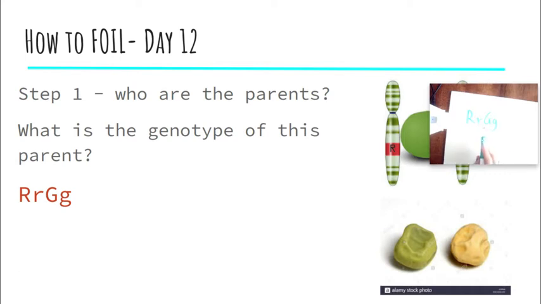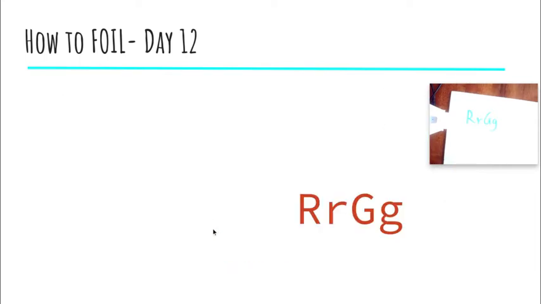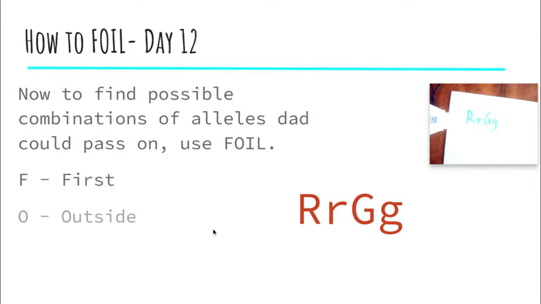And then for this, you don't necessarily have to do it alphabetically. Like the G's would go first over the R's. You can if you want, but you just need to keep the G's together and the R's together. The R stands for round or wrinkled. The G stands for green or yellow. We said that.